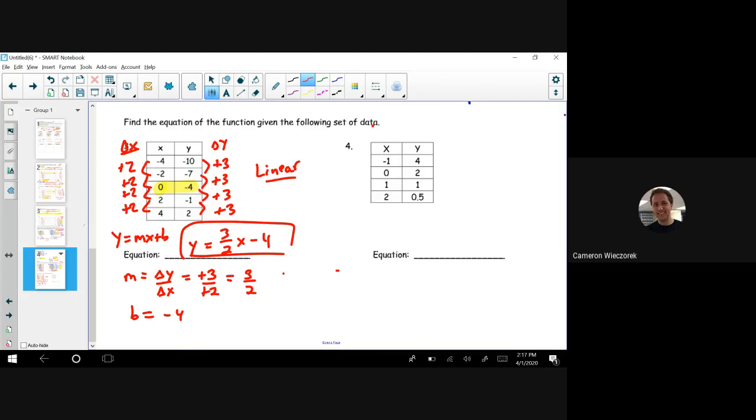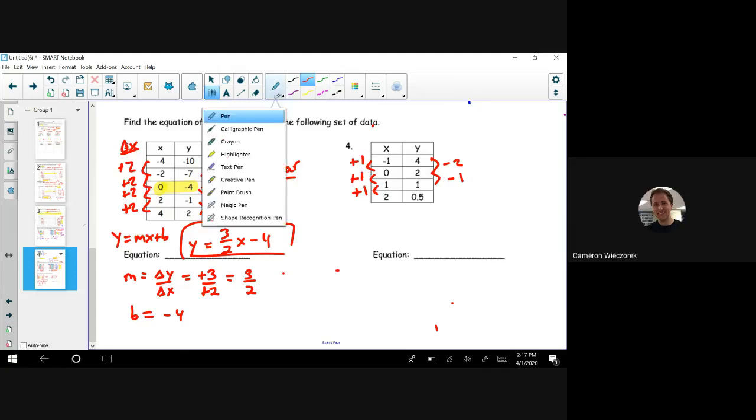For number 4, x's are constantly adding by 1. Doesn't help me yet, since that could be true for any of the 3 models. From 4 to 2, maybe I try to see if it's linear first. Well, it drops by 2. Oh, wait, but then it only drops by 1, even though these all stayed the same. Okay, so linear fails.